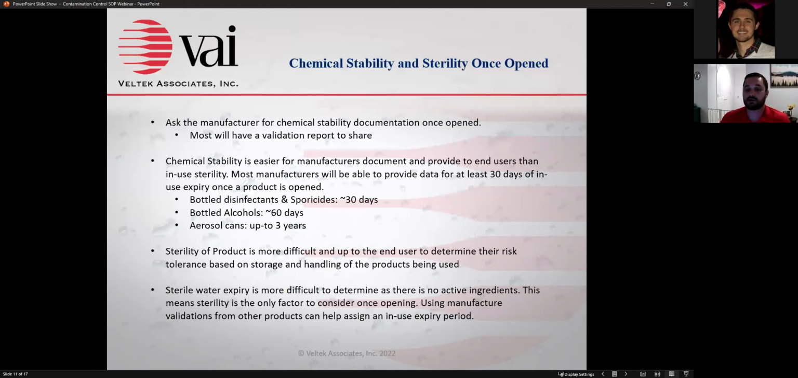However, we didn't really do any testing, and most companies don't do testing for sterile water because there's no active ingredients, so there's nothing to degrade over time. So there's no stability testing to do. And at that point, it's really just up to how you handle it. So there's not a lot of data for sterile water, but you can base your in-use expiry off of the other products that the manufacturer makes.